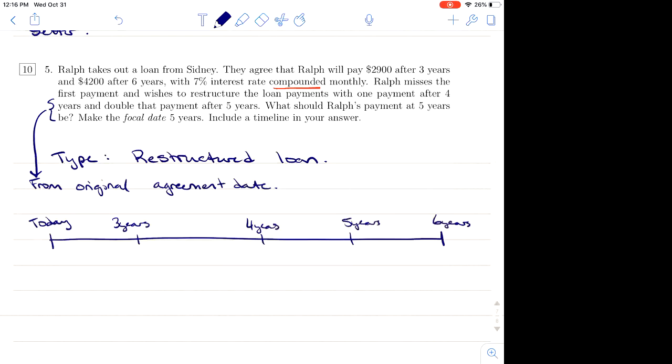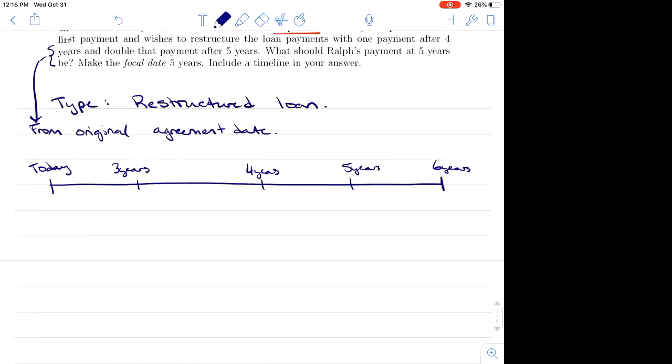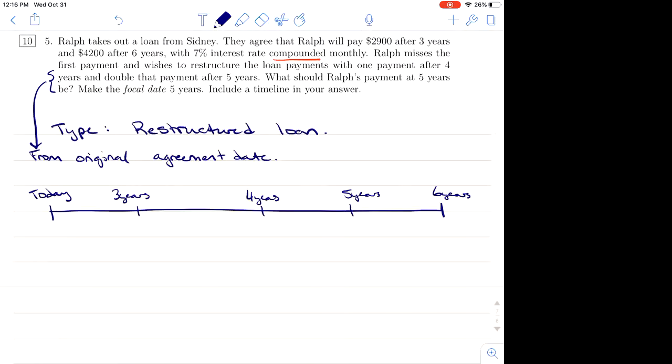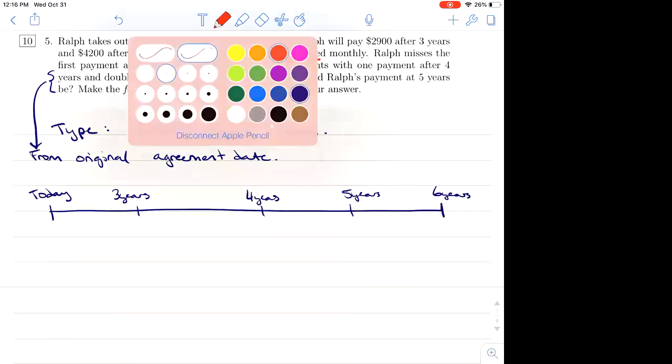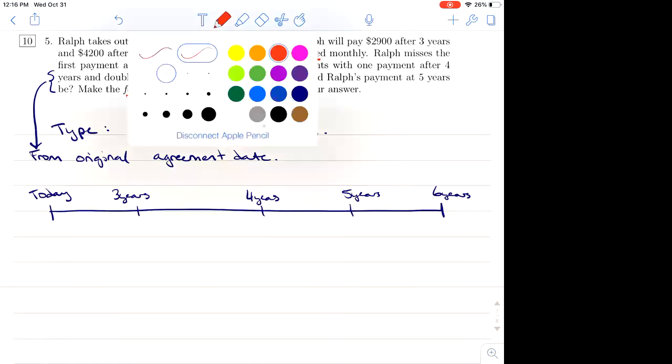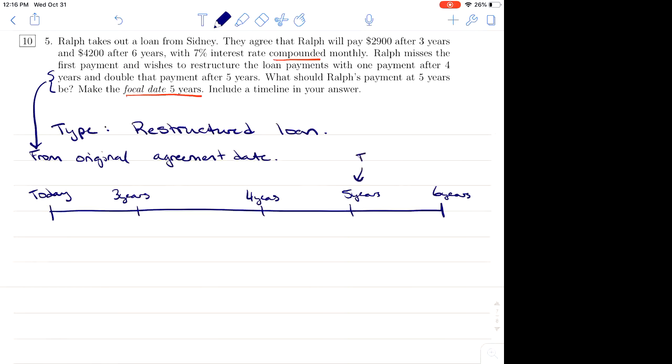So these ones, I would say this last question and the last question on the test is going to be the hardest one, right? Because it is going to be something like this. So we have to kind of figure out how many dates we have, right? And then map them out. And so let's see here. We're told to use a focal date. So I'll just highlight that here. 5 years. Oops. So this here is our focal date.